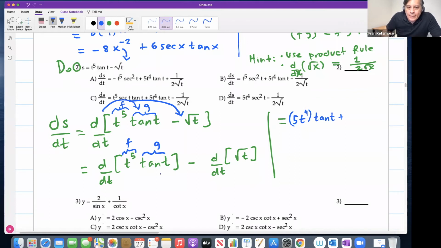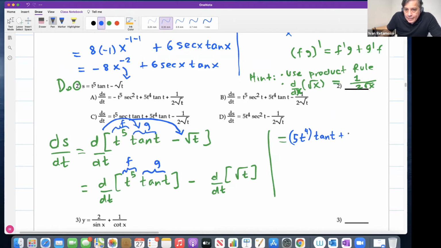plus the derivative of g now, right? According to the product rule, the derivative of tangent is secant squared of t, multiplied by this other function as it is, t to the 5th power. This is just the result of applying the product rule to this part here, but then this has to be followed by minus the derivative of this guy. We worked it out completely: it is 1 over 2 square root of t, because t is the variable now. All right, then just simplify.